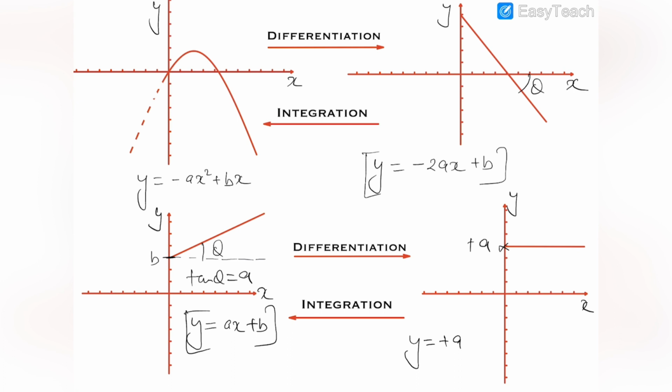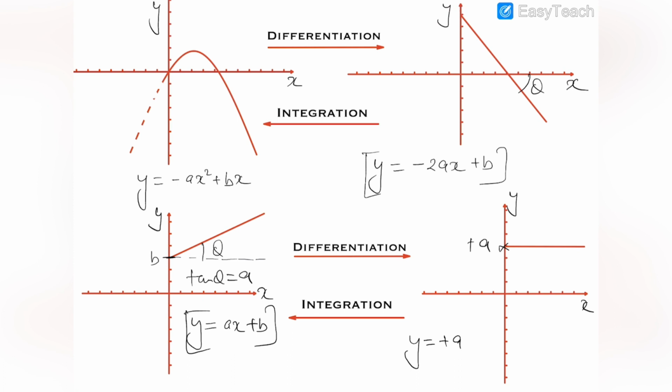Now you can also see that if you substitute y is equal to 0, then there would be two values of x. So this graph would be cutting the x-axis two times. One is at x is equal to 0 and the other is at x is equal to b by a. Now if you differentiate this equation, you would get this equation, and this is again a straight line which is going in the downward direction, but it is starting from the positive y-axis.